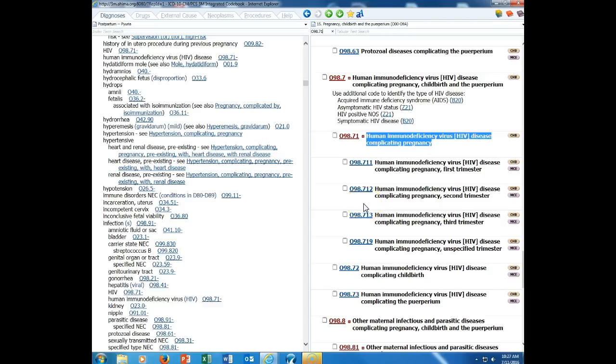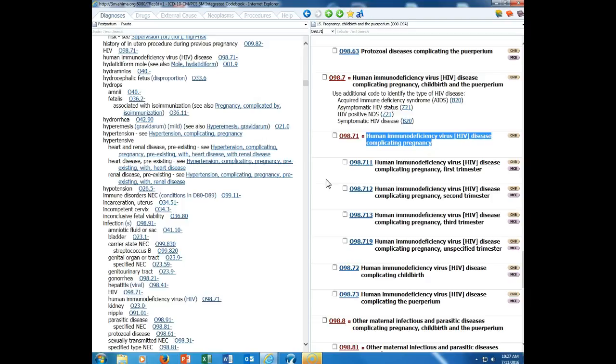And so that OB code is first. Then we have the code for B21, B20 to say that they have AIDS. Then we'll actually have the code for the esophageal candidiasis, and then we have a code indicating that the patient is 20 weeks pregnant. And we'll go over those codes, pregnancy codes, in detail next semester when we are in chapter 15.